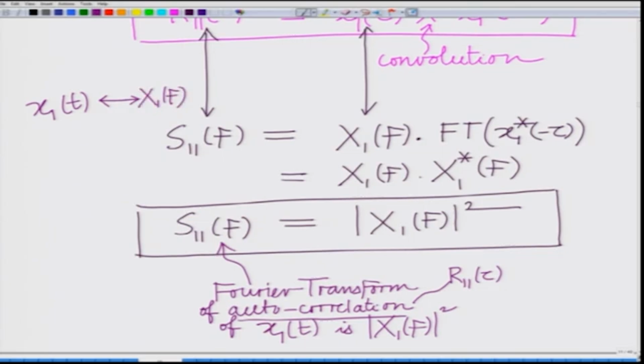So, what we have shown is a very interesting property. We looked at the autocorrelation function R11(tau), which characterizes the self similarity of the signal x1(t) for a lag of tau. Its Fourier transform is nothing but magnitude x1(f) squared, where x1(f) is the Fourier transform of x1(t). All right. This is a very interesting property.